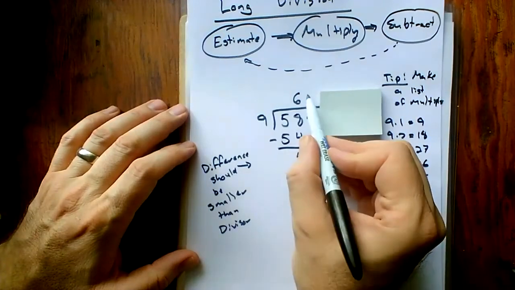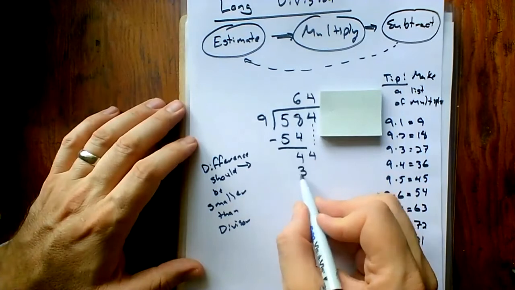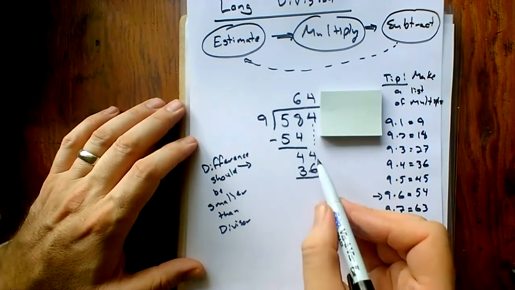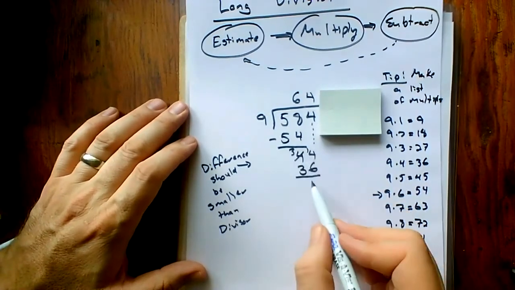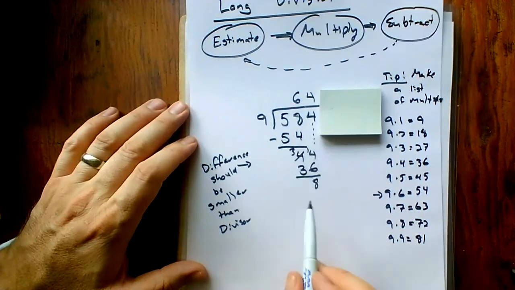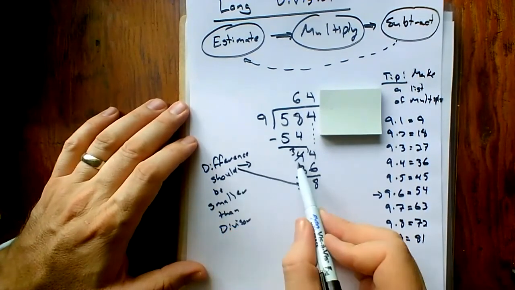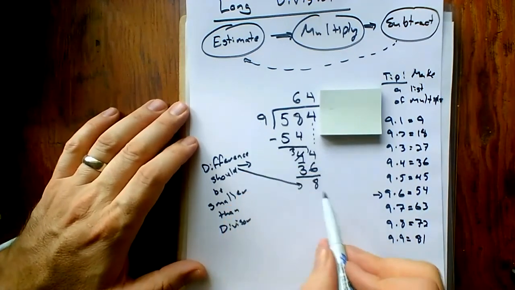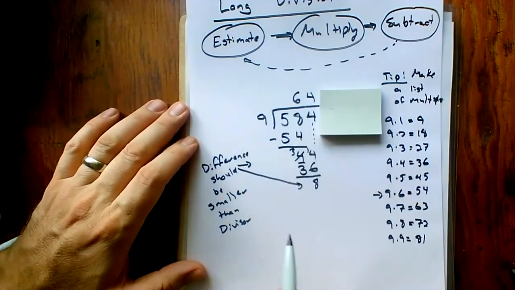It looks like my next one is going to be 4. 4 times 9 is 36. When I subtract, this is going to be 8. So these differences, that 4 right there, this 8 right here, that is smaller than 9. If this is 9 or more, my estimate was too low.